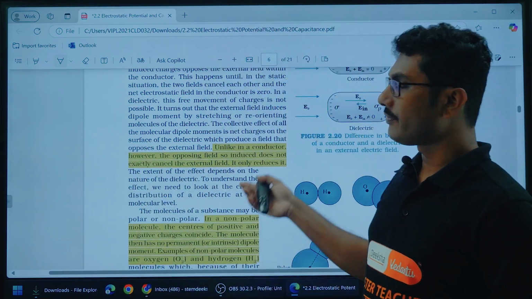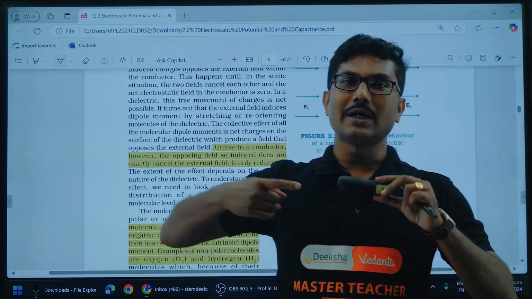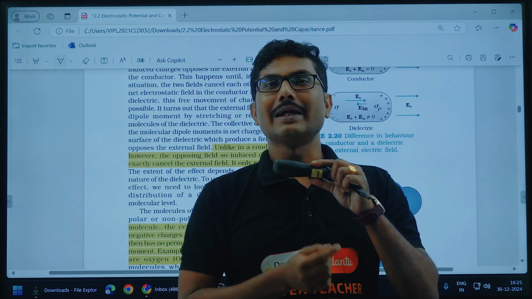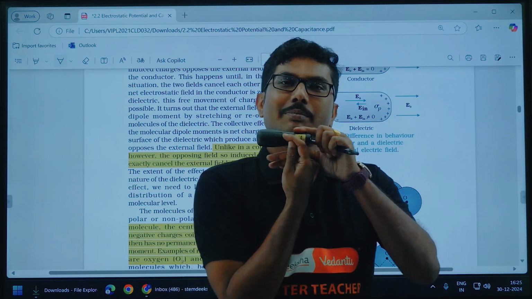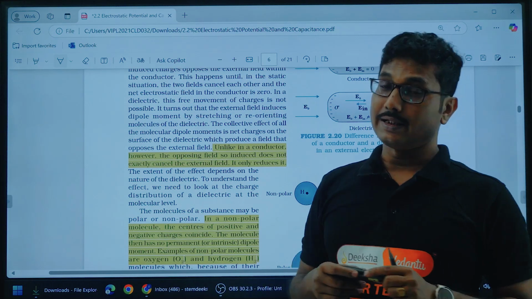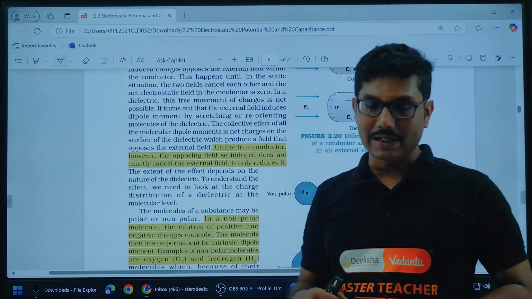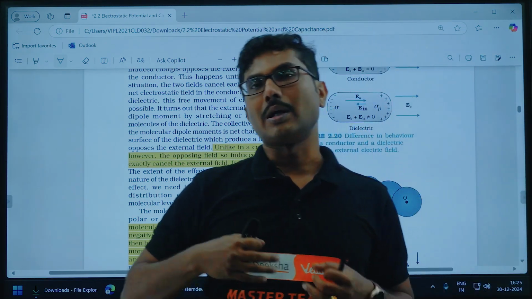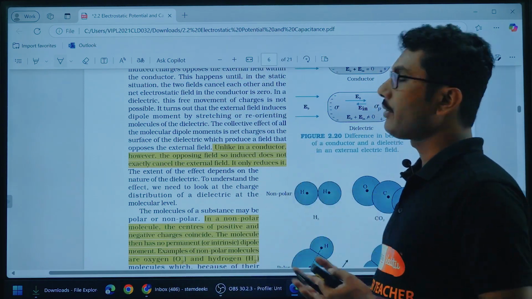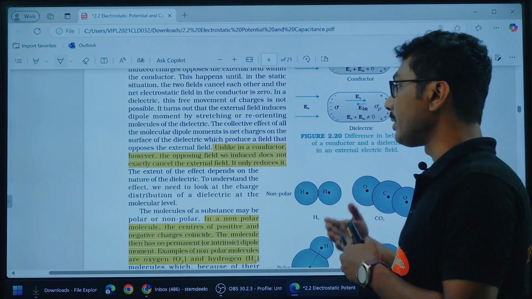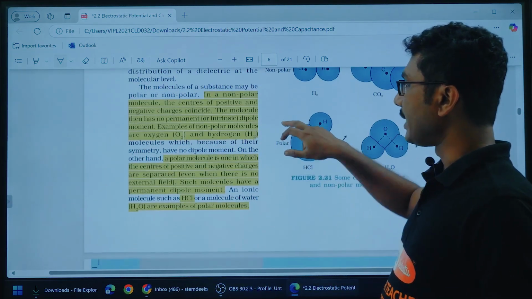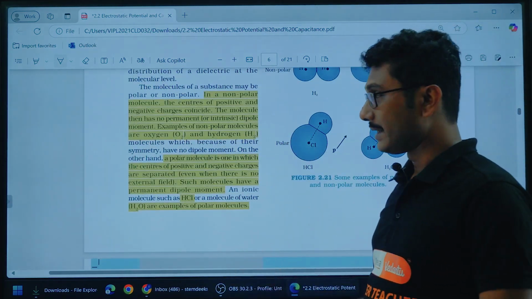But in case of a dielectric, suppose the external electric field is in this direction, the internal electric field will be in the opposite direction, but will be of a small amount. It is much smaller than the external electric field. So, it is reducing the electric field, but it is not completely 0. That is a very important point to remember from the point of view of MCQs, and maybe some interesting questions that might come in your JEE or KCET exam.